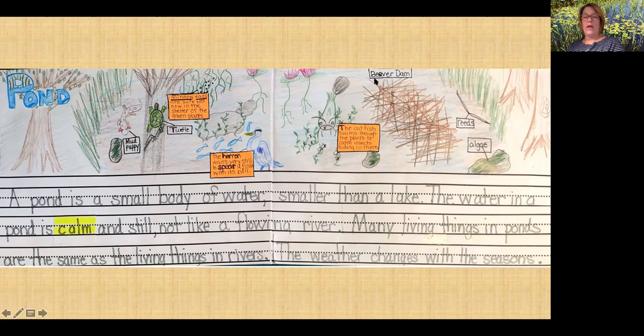A beaver dam again with a label. Reeds, I labeled the reeds. I also labeled the algae. I'll read this for you. A pond is a small body of water, smaller than a lake. The water in a pond is calm. I thought that was an important word. That might be a word that some students don't know. I thought I would highlight it, make it stand out, because I'm trying to show the difference between the pond water and a river water. Again, the water in a pond is calm and still, not like a flowing river.